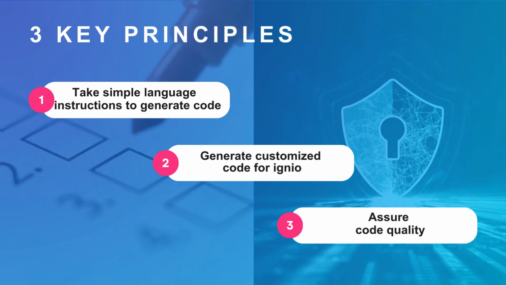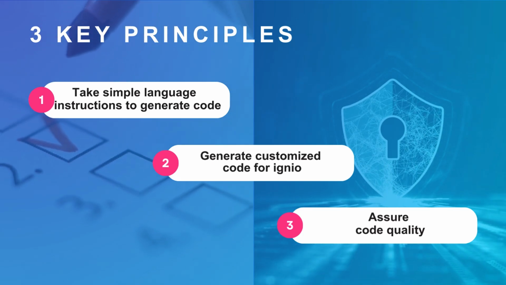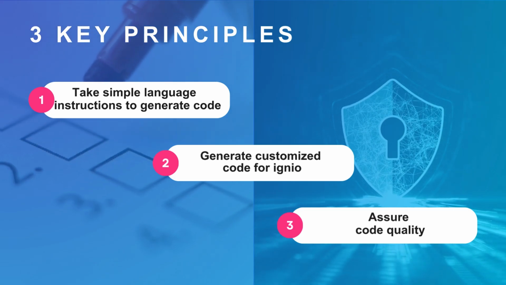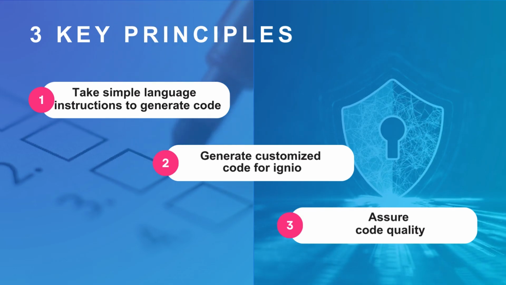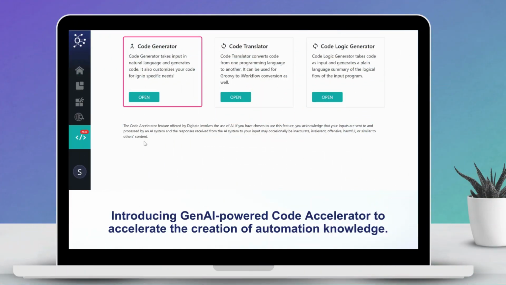The third important aspect that we have kept in mind is that we are not just asking LLMs to generate code. We are putting additional checks to evaluate the correctness and quality of code using evaluation LLMs, and of course, guardrails have been put in place to avoid any harmful use of Code Accelerator and to avoid processing of any PII data.